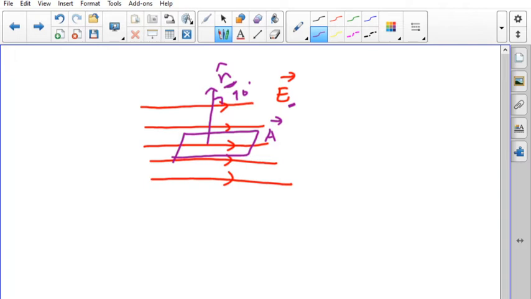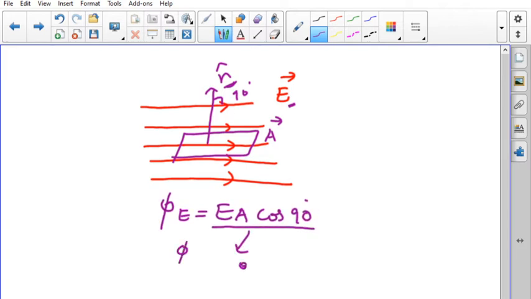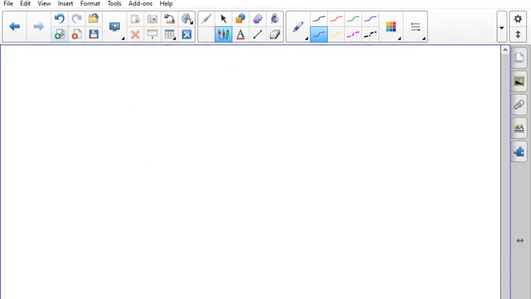Okay, so here again we have to calculate phi is equal to EA cos 90. Appa, this is going to be 0. So flux will be 0 when the area is placed parallel to the field, that is, when the area vector is perpendicular to E vector.